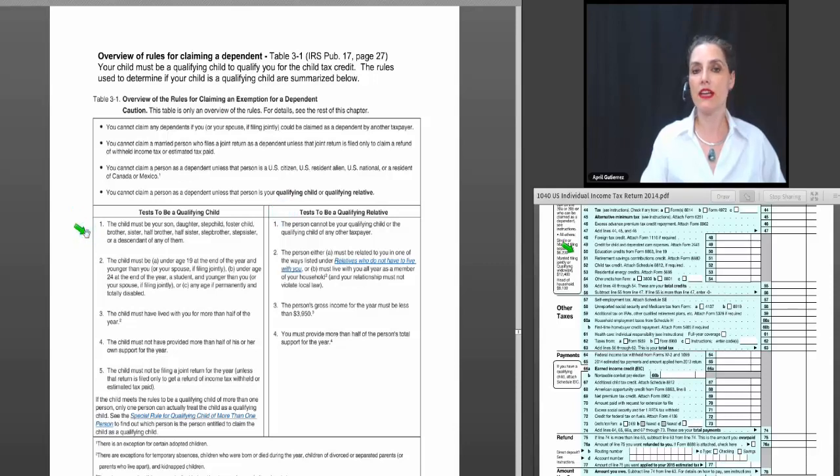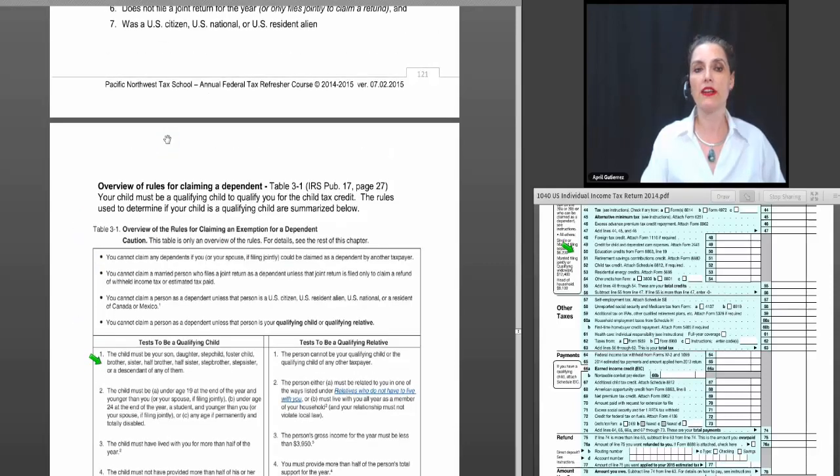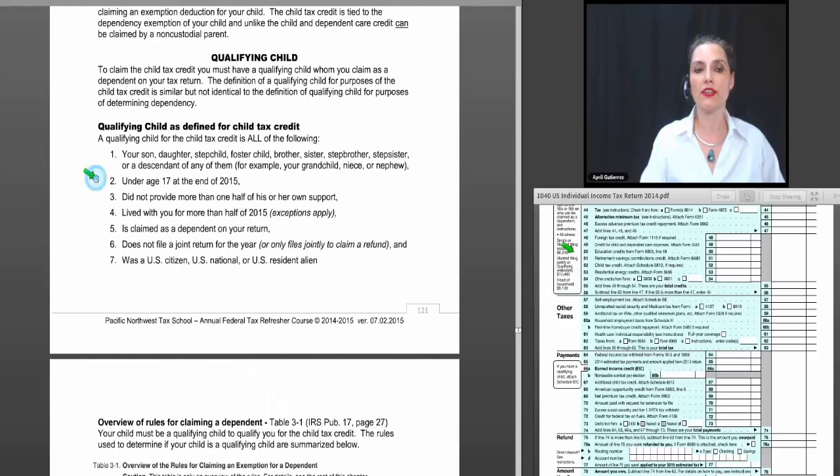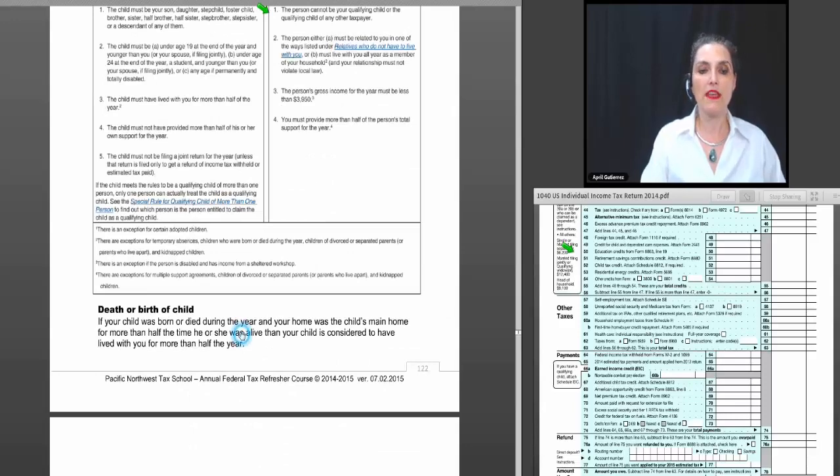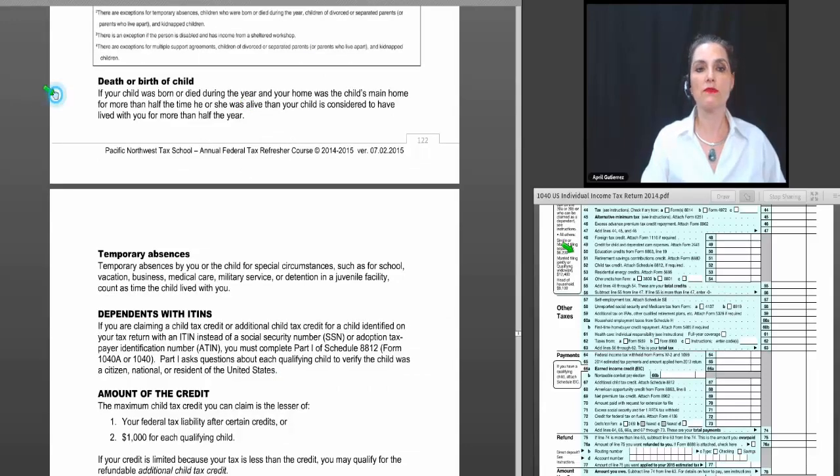In order to claim the child tax credit, you must have a qualifying child, and then in addition to having a qualifying child, the qualifying child must also meet these additional tests that relate to the child tax credit. Death or birth of the child. If your child was born or died during the year and your home was that child's main home for more than half the year that he or she was alive, then your child is considered to have lived with you for more than half the year.